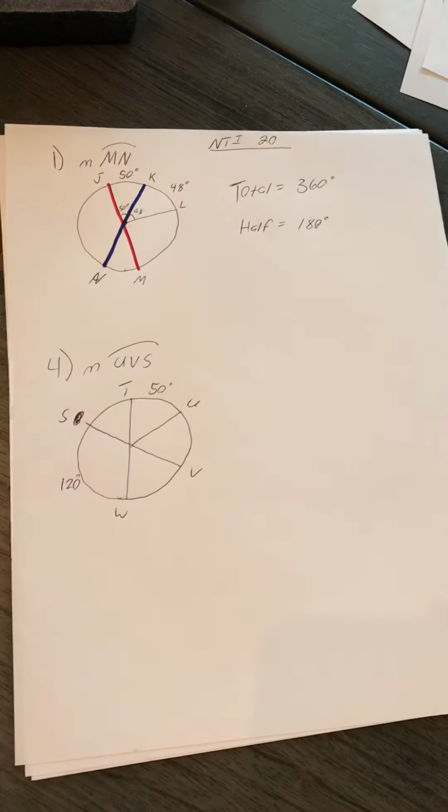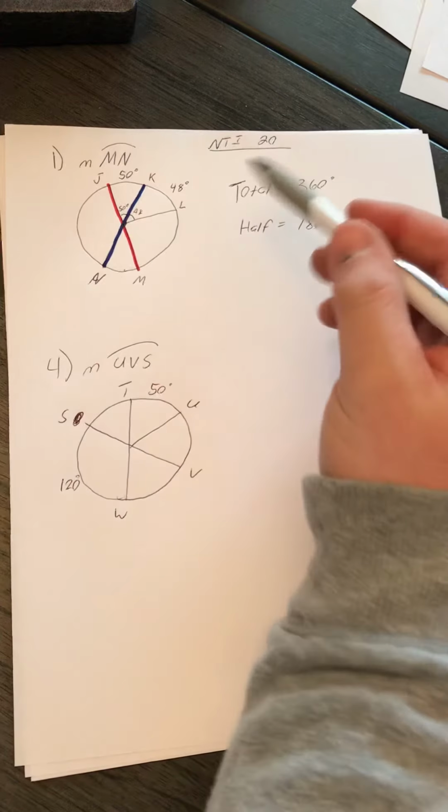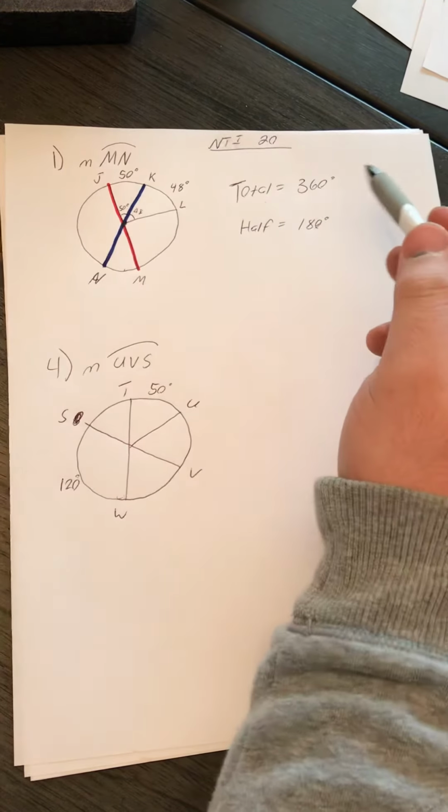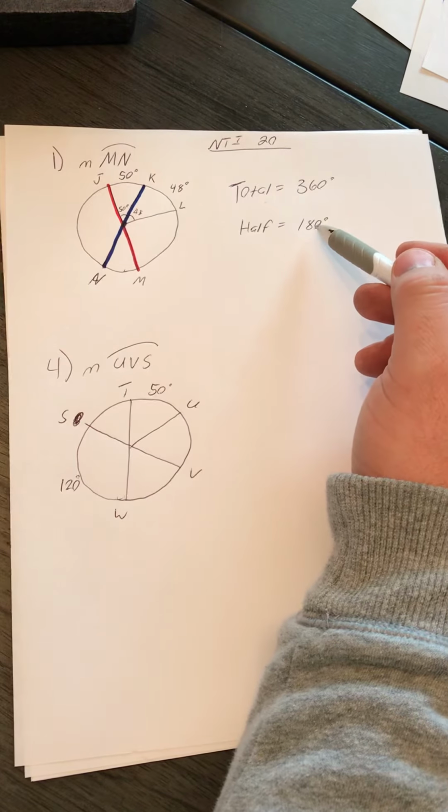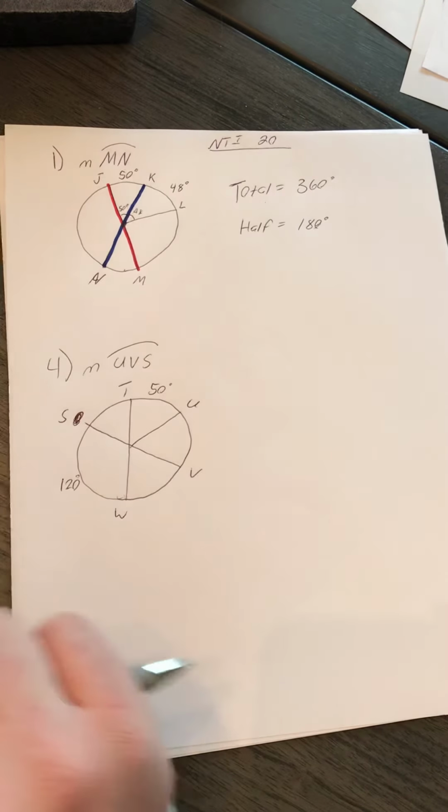A couple things also. Remember that the total degrees in a circle is 360 degrees, and half of a circle is 180 degrees. Okay, so that's a couple of big things to know right here.